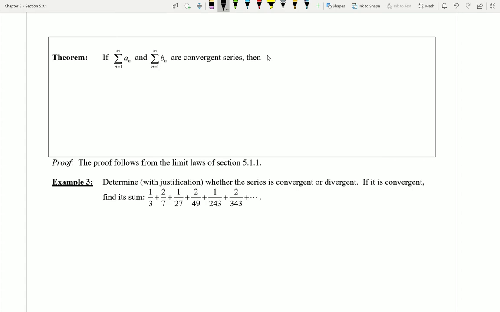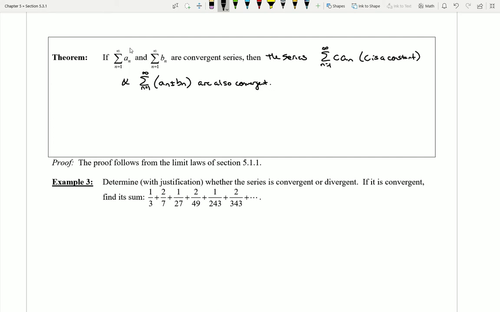What we'll be able to see is that the series, which is written as C times A sub n, where C is a constant, and the series where I have my A sub n added or subtracted to my B sub n. If I have these series, then these series here are also convergent. So if these first two series add up to something, right?